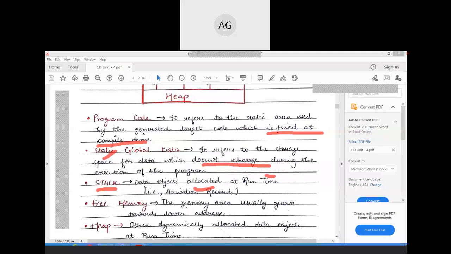Then the free memory. The memory area usually grows towards lower address. Then the heap data structure. So other dynamic allocation data objects at runtime are stored in the heap data structure. If a question is asked about the subdivision of runtime memory, then these are its subdivisions, and based on this, these are some theory related to these subdivisions. So moving on to the next topic.